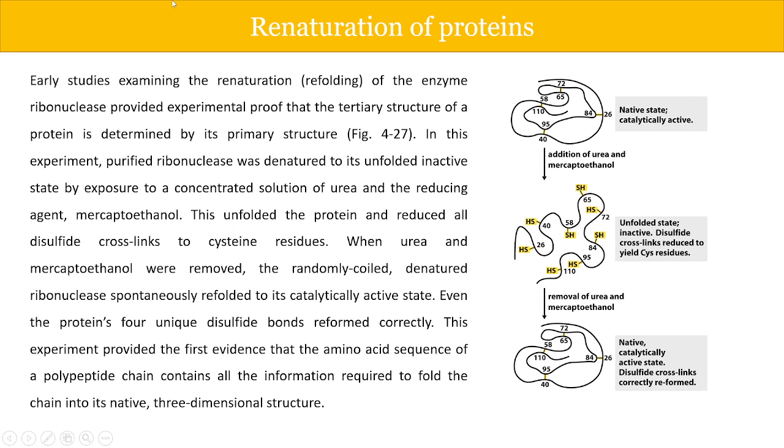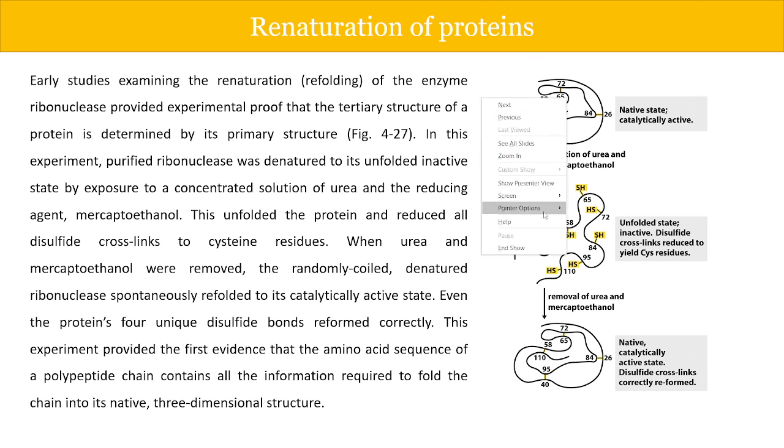Okay, so what did this early study examine? The refolding of an enzyme, ribonuclease, which provided the experimental proof that the tertiary structure of a protein is determined by the primary structure. What happened in this experiment was that the purified ribonuclease was denatured to its unfolded inactive state by agents like urea and mercaptoethanol. Whatever is shown here is portrayed in the writing part.